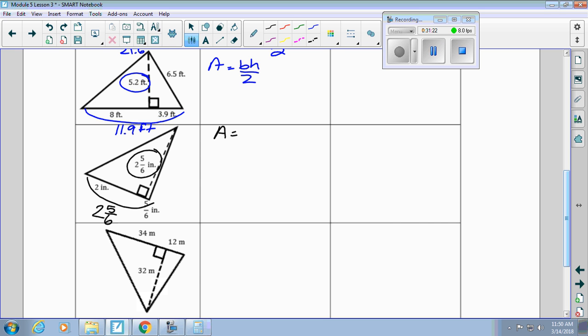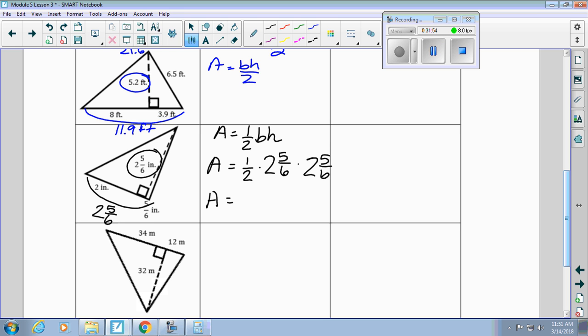All right, we're going to use which formula since we have a fraction? Emma, yell it to me. Very good. 1/2 BH. So, you're going to plug in 1/2 times the base, which is 2 and 5/6, times the height, which is also 2 and 5/6. Your next step is to turn these into what? Begins with I and ends with improper. Improper fractions. Very good. I don't know how you guessed that.